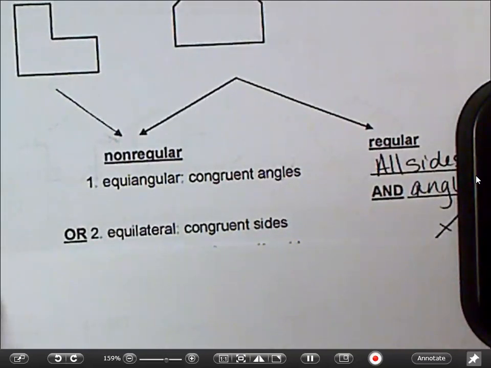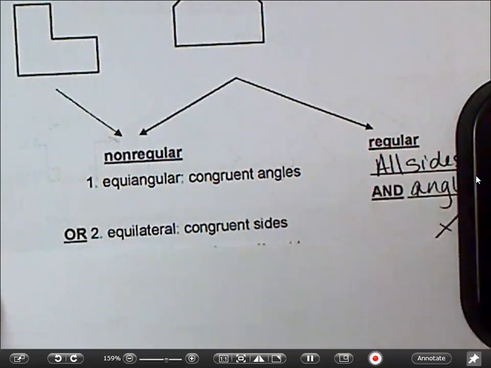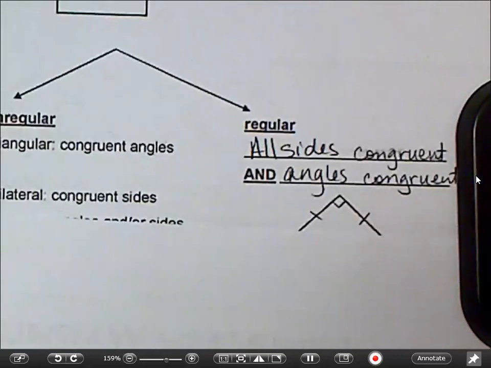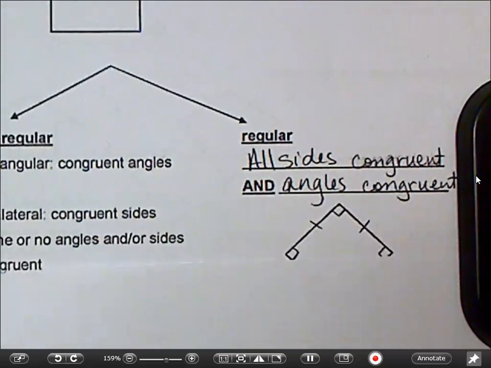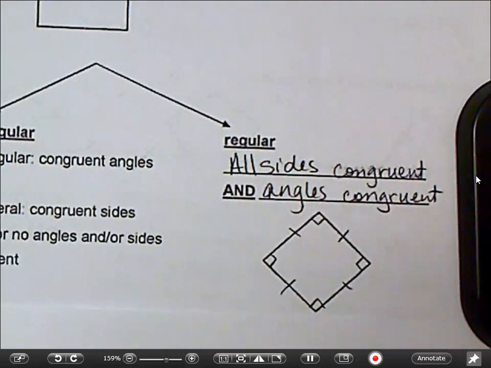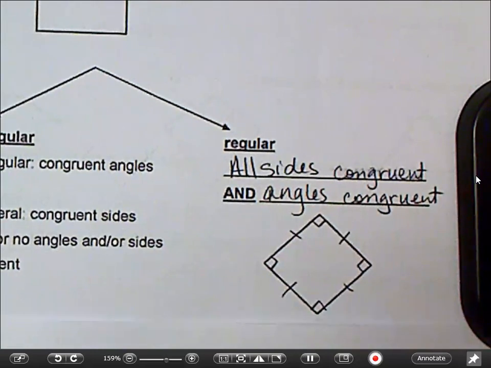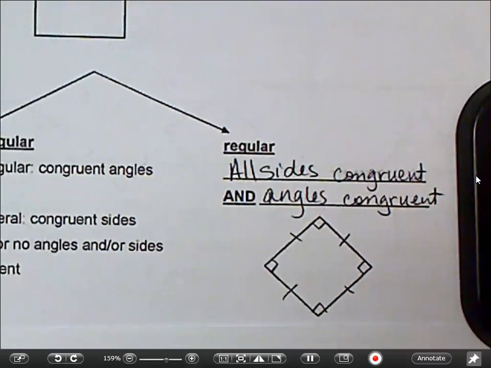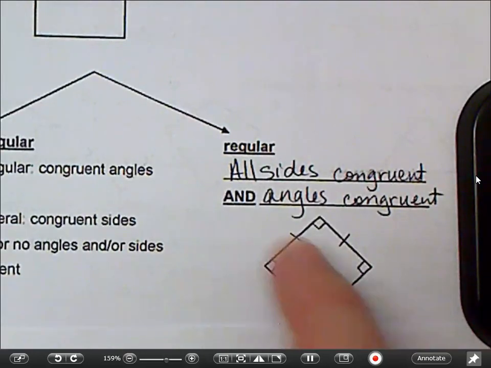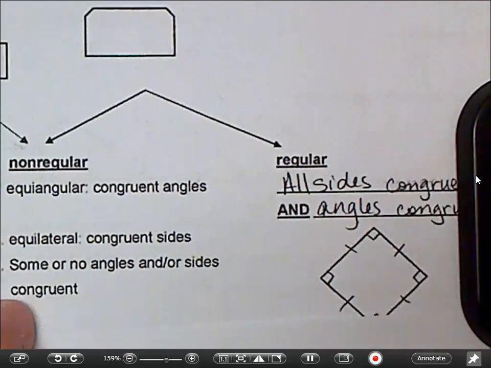Whereas if it's regular, just like you think, regular just means kind of the perfect version of it. An example of a regular polygon would be something simple like a square. All the sides have the same length and all the angles have the same measure. And it's not just squares. You could have a pentagon where all 5 sides have the same length and all 5 angles have the same measure. So it needs to meet both criteria. It has to be both equilateral and equiangular in order to qualify as regular.